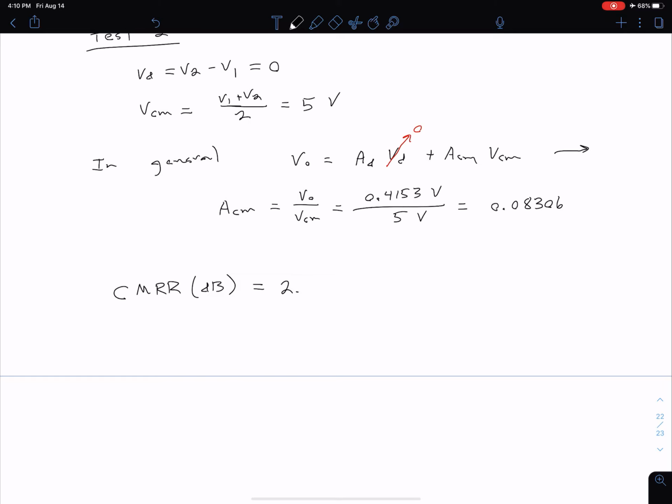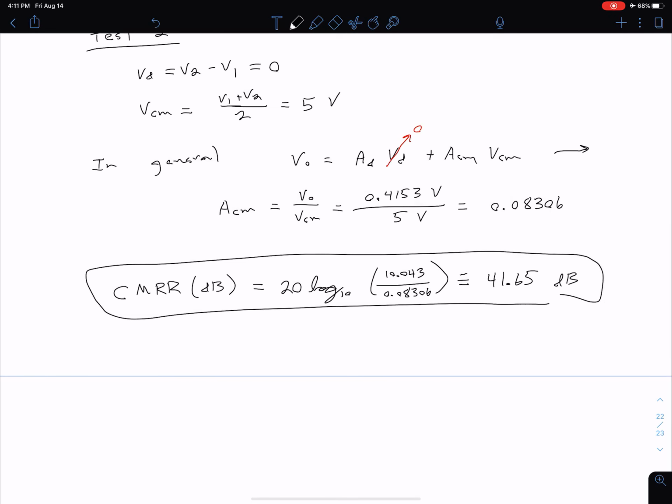Now we just plug into our equation and we can find our common mode rejection ratio in decibels. That's equal to 20 log base 10 of 10.043 divided by 0.08306. If we plug that in, we get approximately 41.65 decibels. And that is the same number that we got with our hand calculations, so everything checks out as expected. This is a complicated topic, so if you do have any questions, don't hesitate to let me know.